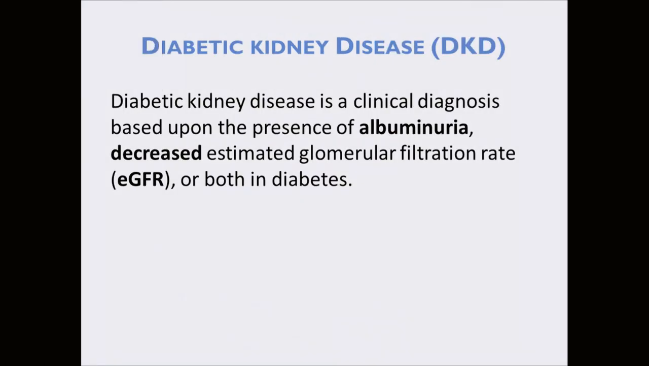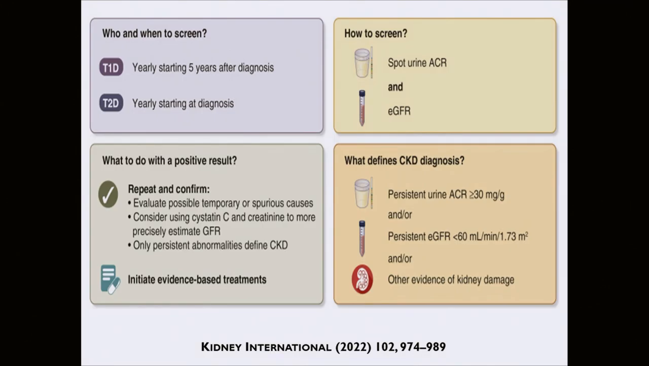Now, what is DKD? Diabetic kidney disease is a clinical diagnosis based upon the presence of albuminuria, decreased estimated GFR, or both in diabetes. Now, how to screen and when to screen? In type 1, it should be started 5 years after diagnosis. In type 2, at diagnosis. Screening markers are spot urine for ACR, preferably a morning specimen, and serum creatinine for estimation of eGFR.